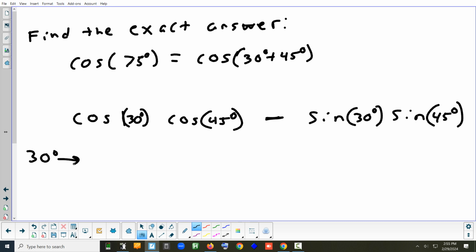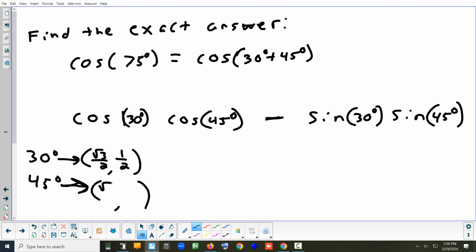What's the coordinate for 30 degrees? Yeah. Square root 3 over 2, 1/2. Good. And what about the coordinate for 45 degrees? Remember that one? Yeah. Square root 2 over 2, comma, square root 2 over 2. Yep. And remember, cosine, you're looking for the x value. Sine, you're looking for the y.